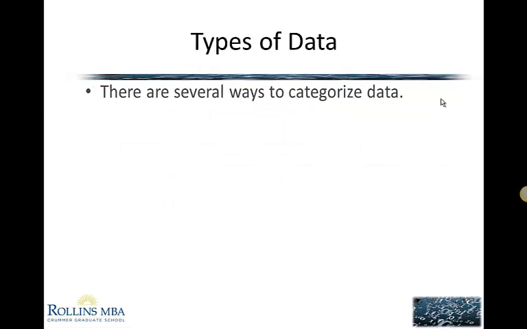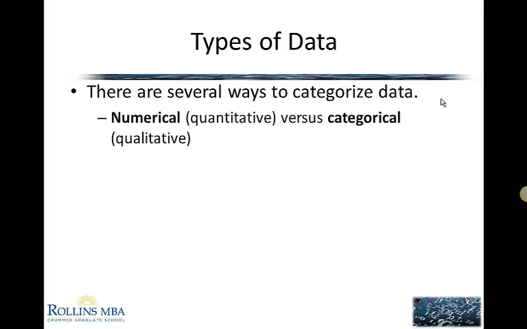Now, there are several ways that you can categorize data. One way would be to consider data as being either numerical versus categorical. Numerical data is also called quantitative data. Categorical data very often is called qualitative data. So this is one way that you can categorize data into types.